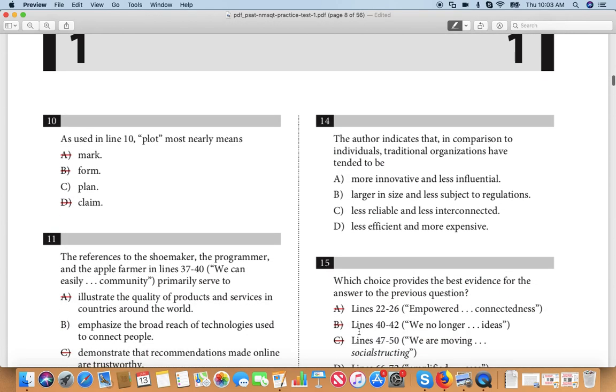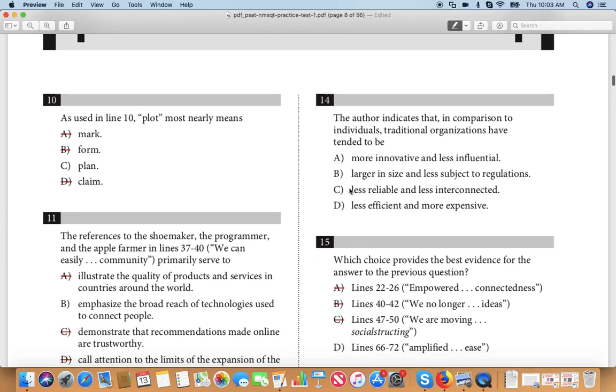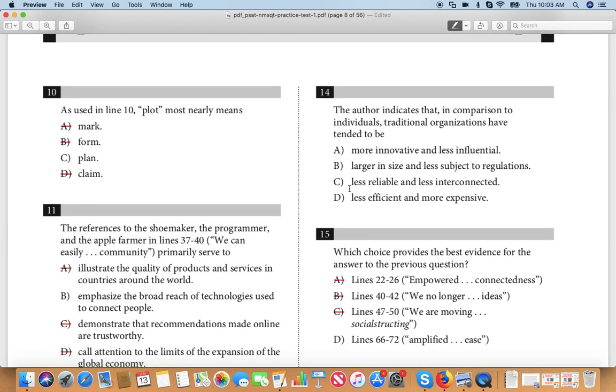Yeah. So it's not looking good. A and B are not looking good. We can leave them for right now. Go ahead and read C. Less reliable and less interconnected. Do you know what reliable means? Something you can trust. Yeah, something you can trust.